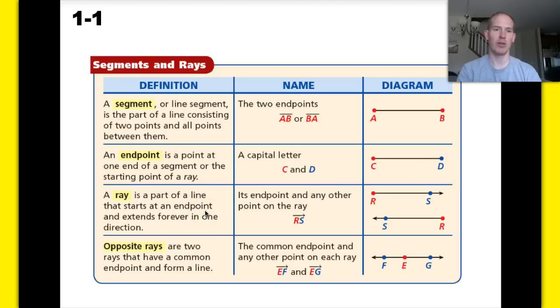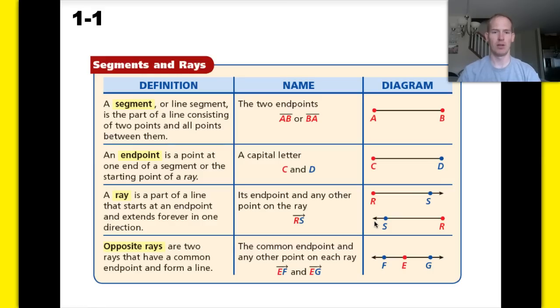A ray is a part of a line that starts at an endpoint and extends forever only in one direction. Think of a sun ray: it starts at the sun and extends forever in one direction. It is named by its endpoint and any other point on the ray. So with this one, order does matter, because ray RS would be different than ray SR. RS goes this way.